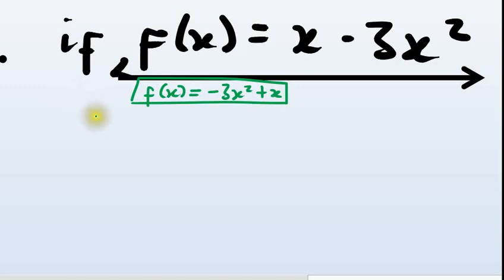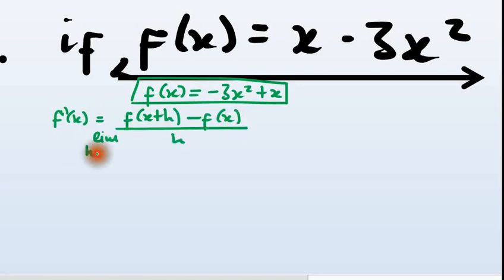So I'm going to say the first derivative as my formula is equal to f of x plus h minus f of x divided by h, where the limit, as we know it, is that h goes to 0.